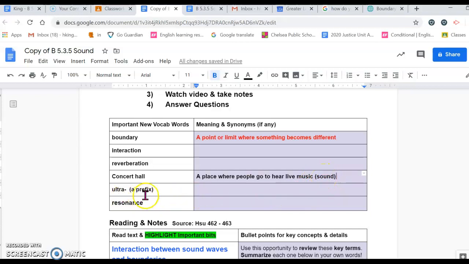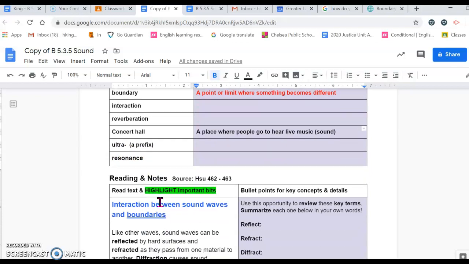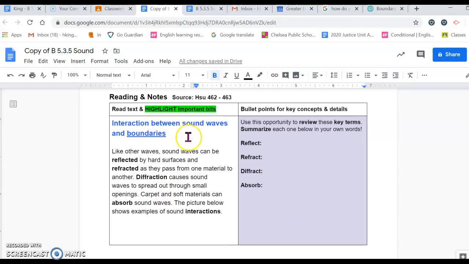Okay, ultra is a prefix, so that's a word that goes in front of other words. Okay, so you should definitely use your dictionary definition there. And then resonance, okay? All right, so we're going to start with our reading. Again, we're going to highlight, and we're just going to review some notes here, okay?